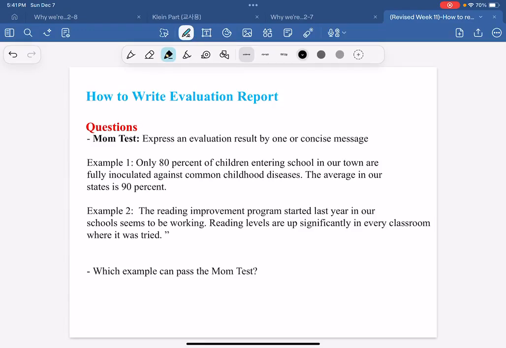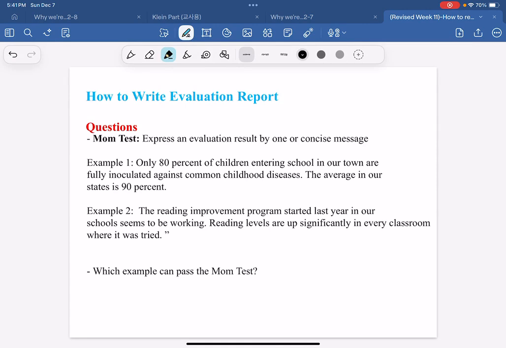Effective messages should include concise and specific messages. There are two examples. Which example is better? Which example can pass the MOM test? Example 1. Only 80% of children entering school in our towns are fully inoculated against common childhood disease. The average in our state is 90%. Example 2. The reading improvement program studied last year in our schools seems to be working. Reading levels are up significantly in every lesson where it was tried. Which is better? Think about it.